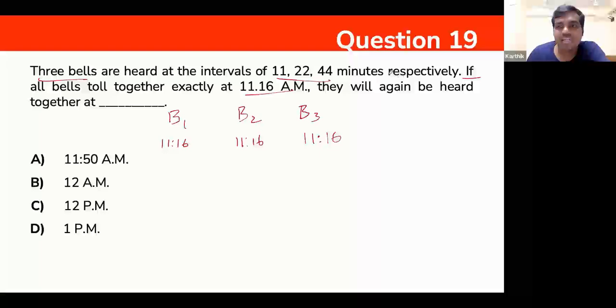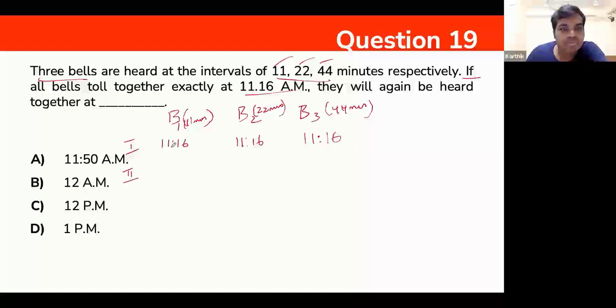Now the question says that they will be heard at an interval of 11, 22, and 44. That means what? Bell 1 rings every 11 minutes. Okay. That is the question. Every 11 minutes it rings. Bell 2 rings every 22 minutes. And bell 3 rings every 44 minutes. Now I want all of you to tell me, see, this is the first time they are ringing together. Now second time, bell 1 will ring at what time?